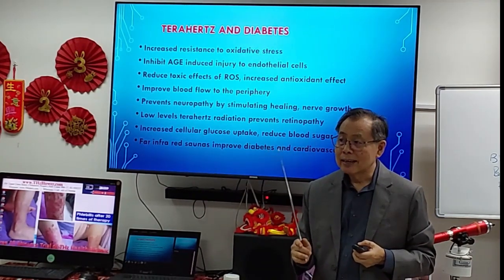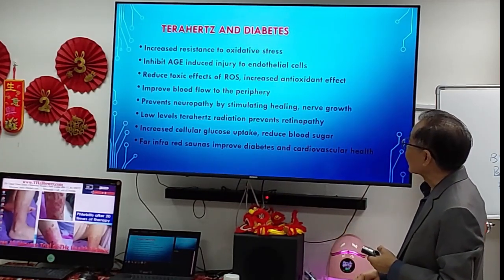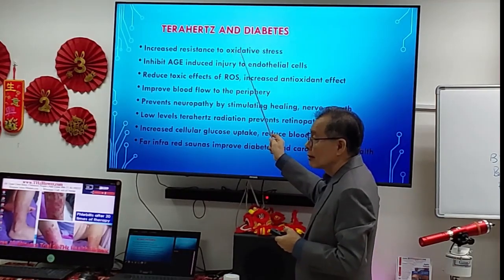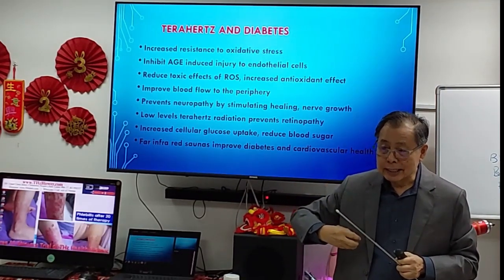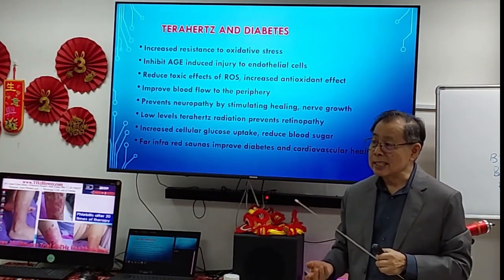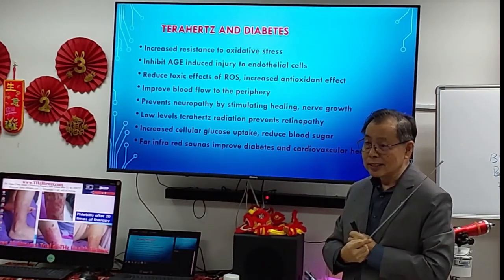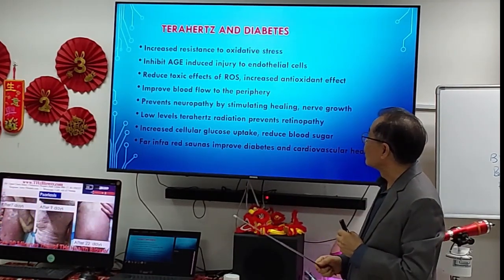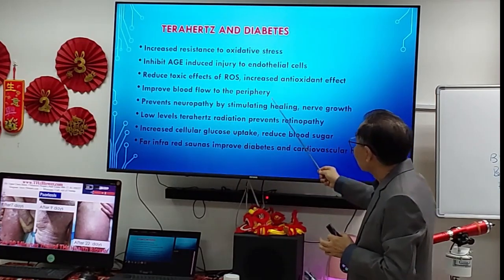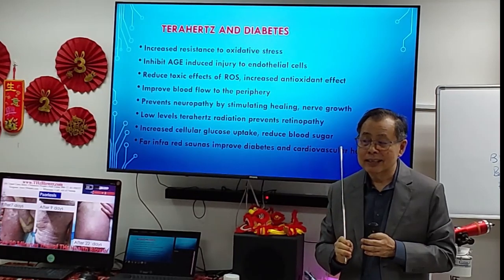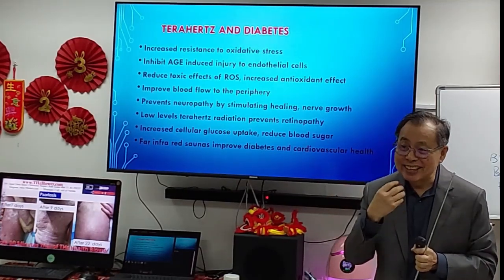So, what can THz do? There have been a recent spate of papers on this, and I've summarized all the findings. THz seems to enable your body to resist oxidative stress. In other words, the effect of stress as a result of oxidant activity, and it can reduce the injury of AGE. Interesting that it can do so. It can also reduce the toxic effect of ROS, which is what we say causes all the toxicity. So this is an antioxidant effect. That's pretty powerful. So instead of taking antioxidant pills, you can use THz. But I wouldn't recommend you go off antioxidant pills if you have been taking them.